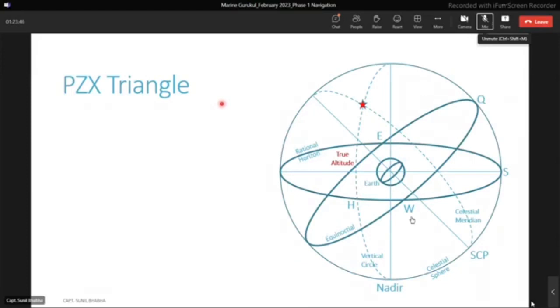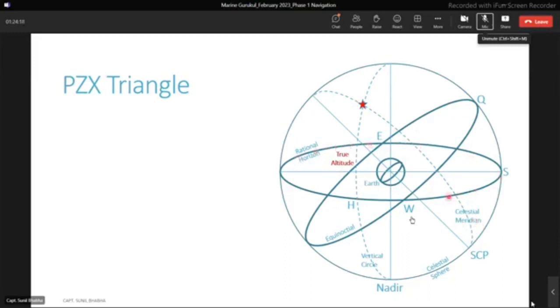The diagram which you see on the right side includes only the things which we have discussed till now. We have discussed the equinoctial system. You see the equinoctial here, and you have both the poles. You can see the south celestial pole here. This is the north celestial pole. The semi-great circles joining them are the celestial meridians. You can see the celestial meridian represented here. Then you can see the rational horizon.